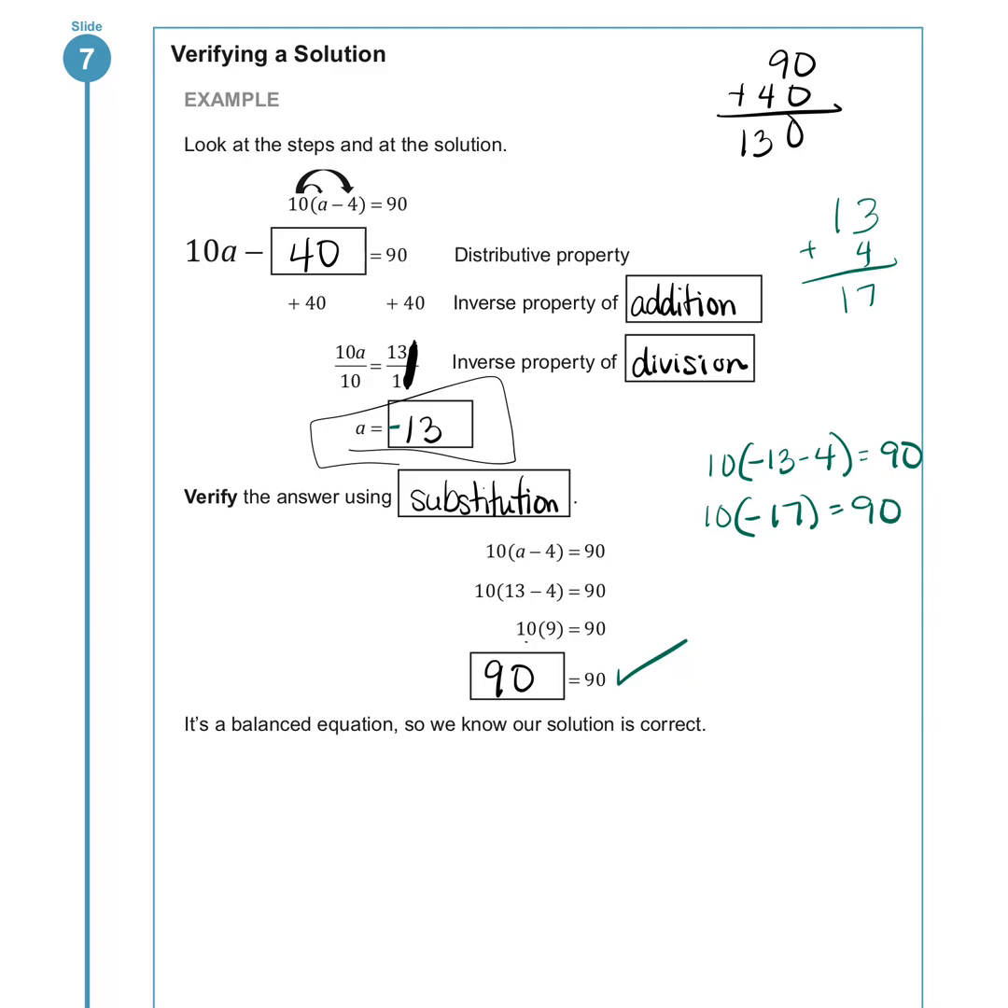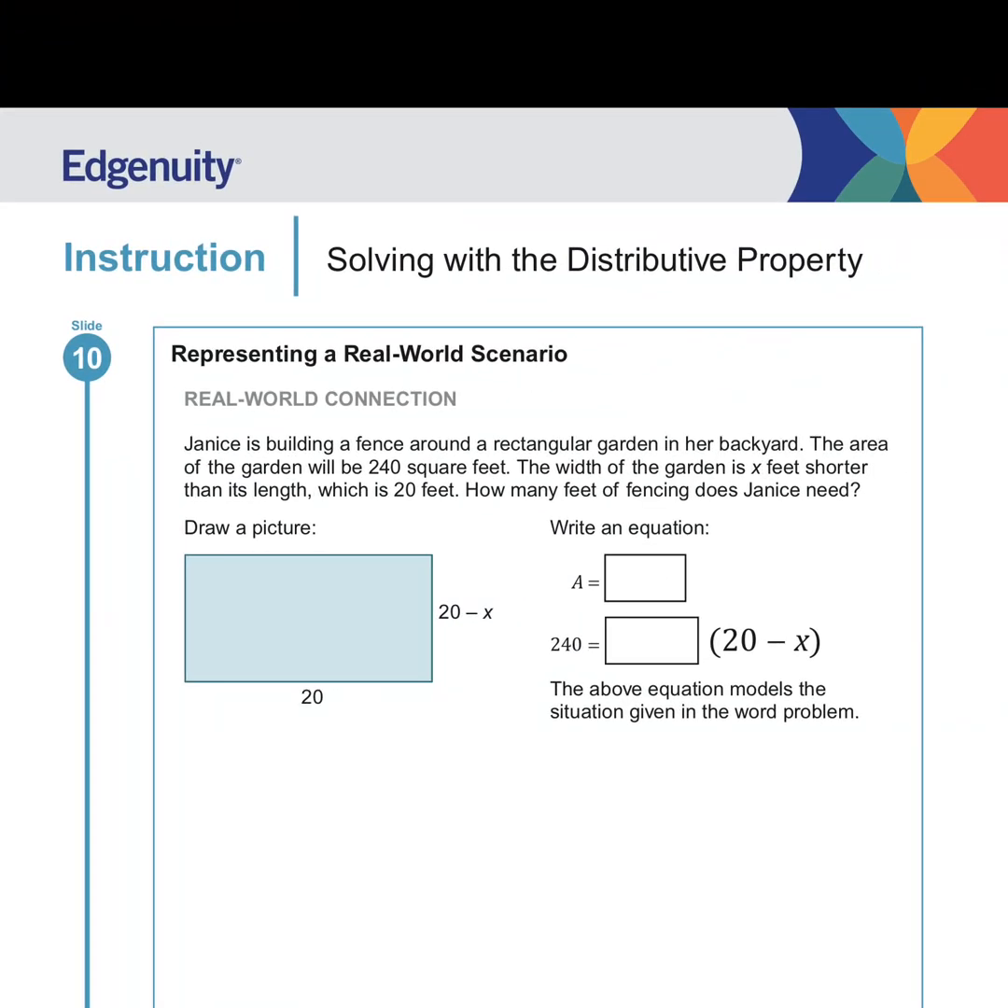That's going to give me negative 170 equals 90. That is not true. This does not work. So it's very, very important that you pay attention to your negatives, because you can make a simple mistake. It happens to everyone. So you need to check your solution. Always check your solution, okay?